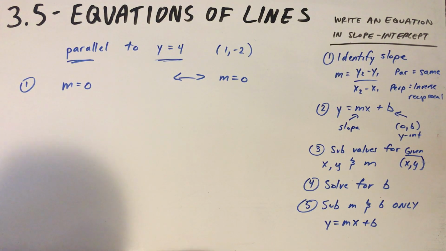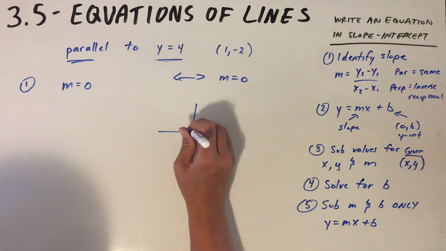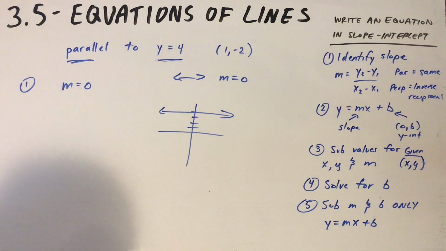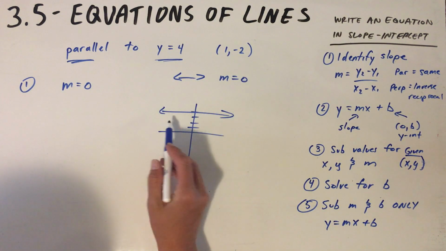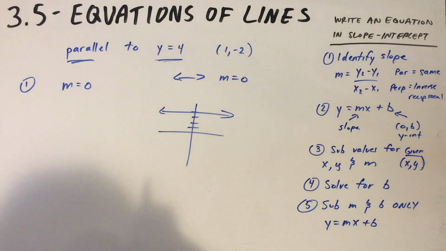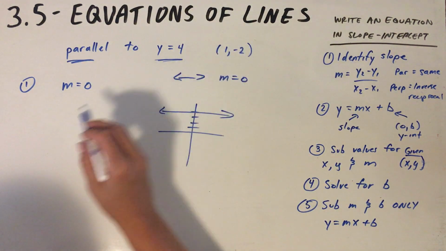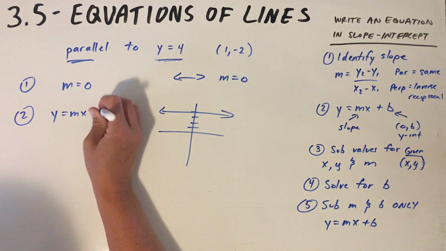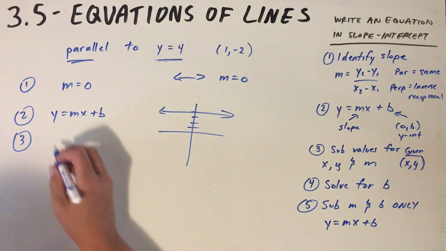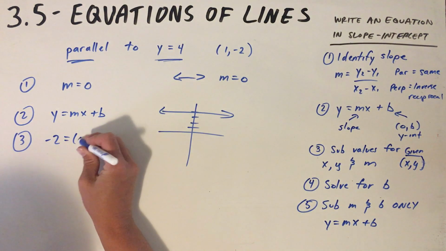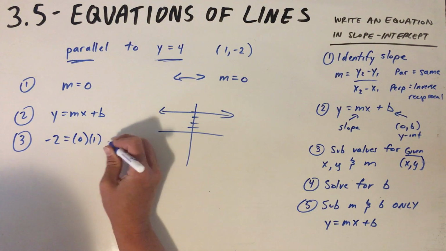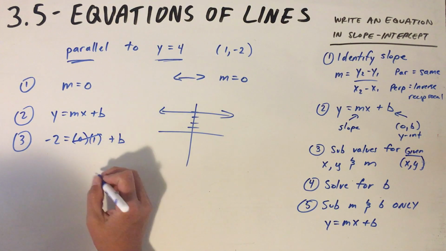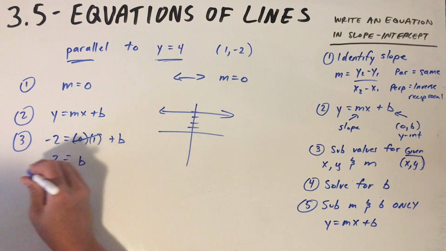Let's see what this looks like. This is the line that was given, and I want to find a line that's parallel to it. So the line I'm looking for has to be a horizontal line as well. I was given this point here. Let's keep going through these steps. y = mx + b. I'm going to substitute my y value of -2, my m value of 0, my x value of 1, and my b value. That cancels, and I get that b is -2.